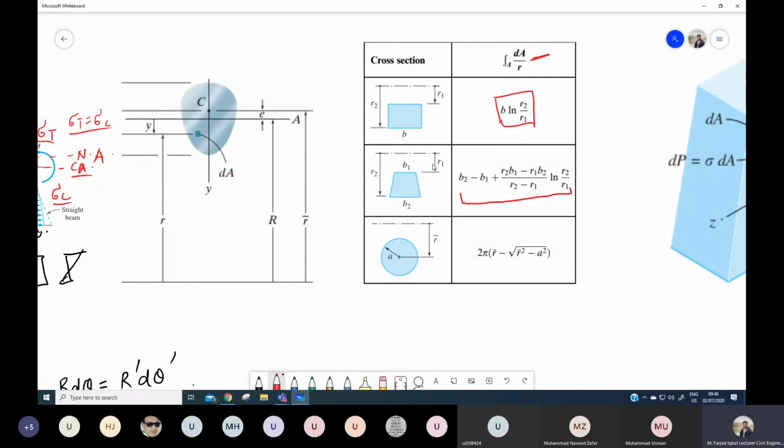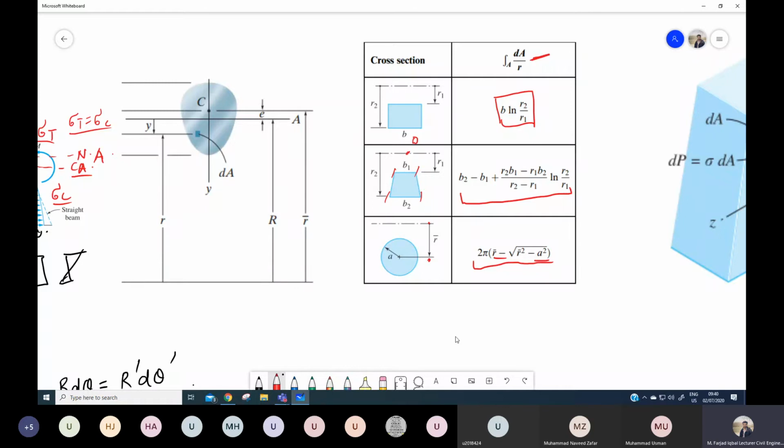These distances are the distance from the center of curvature to the top and bottom, this R2 and R1. This B1 and B2, you can see, are the dimensions or the width of this trapezoidal section, and there is no other factor. Similarly, for the circular cross section, if we know the distance from the center of curvature to the center of the circle, and if we know the radius of this circle, we can figure out this factor directly by using this equation.